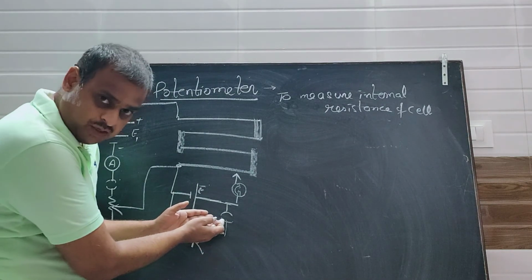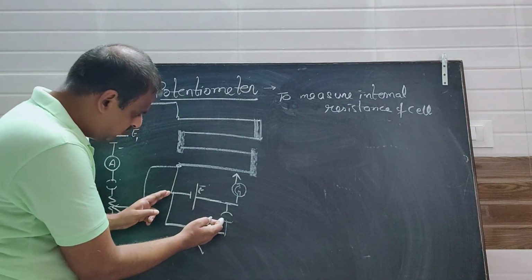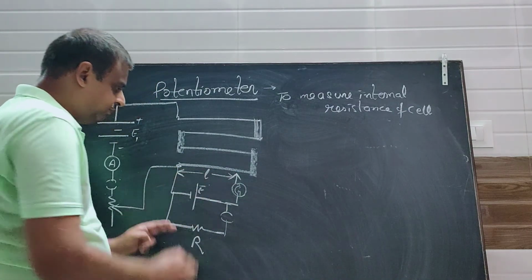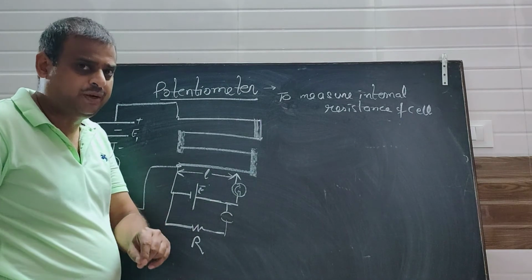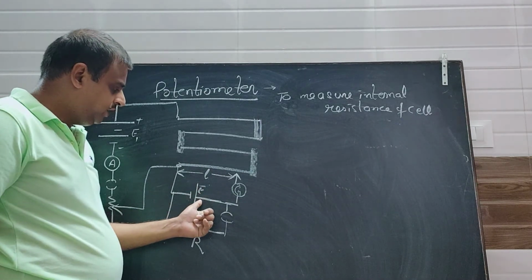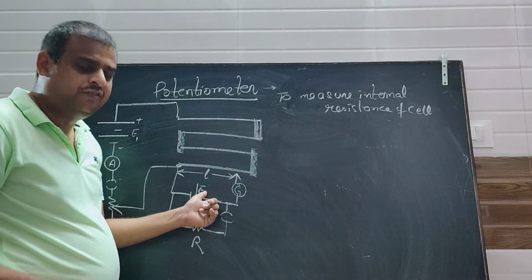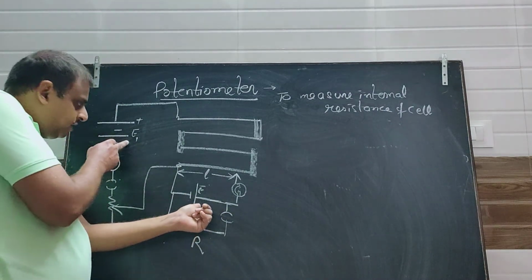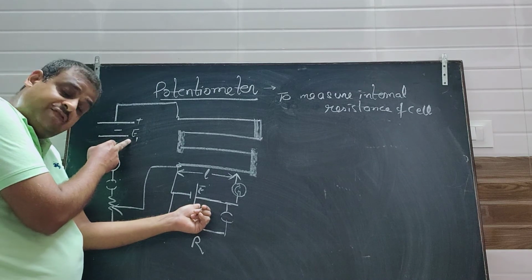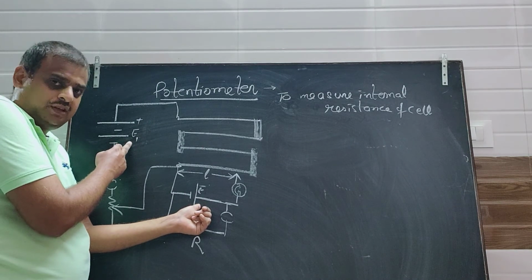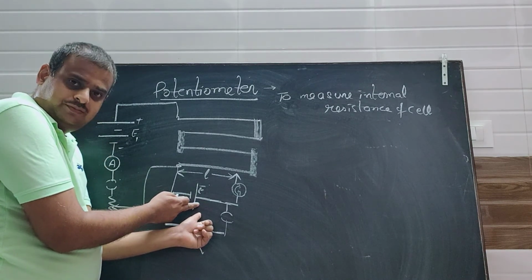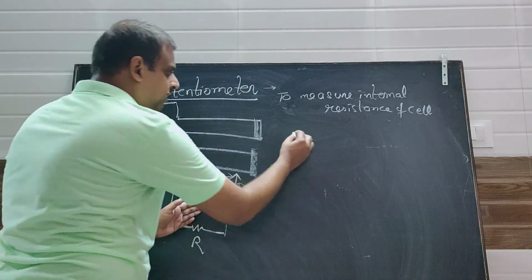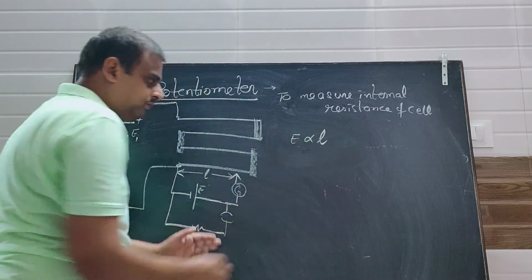When this circuit is open, means key is not inserted, then find the null deflection, means 0 in the galvanometer. Definitely it will give the value of EMF, because the circuit is open. It is not giving current. We have considered a large EMF here, and this is a small EMF. So in this case E is directly proportional to L.